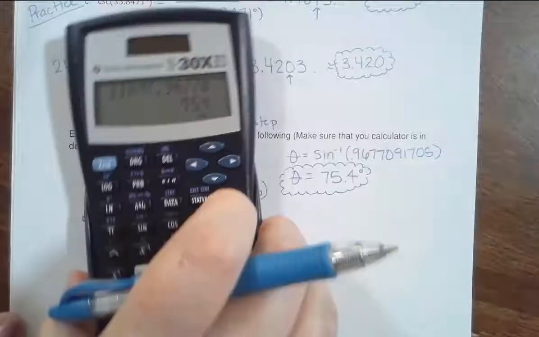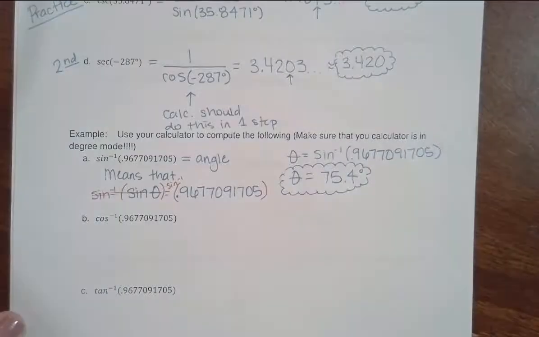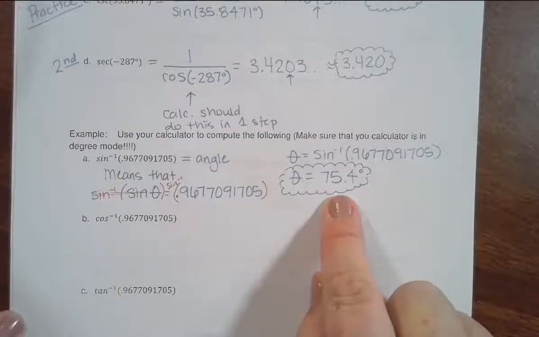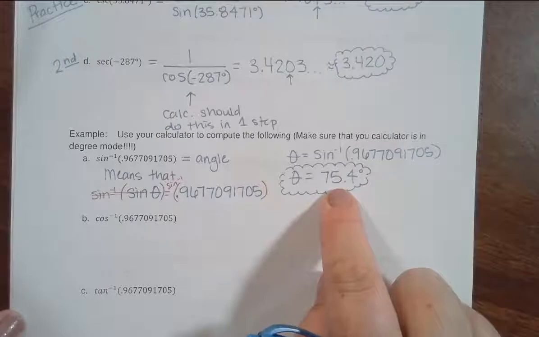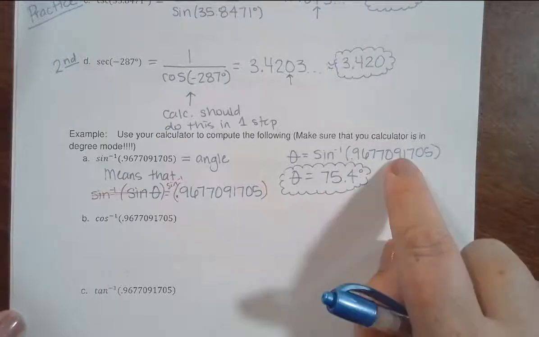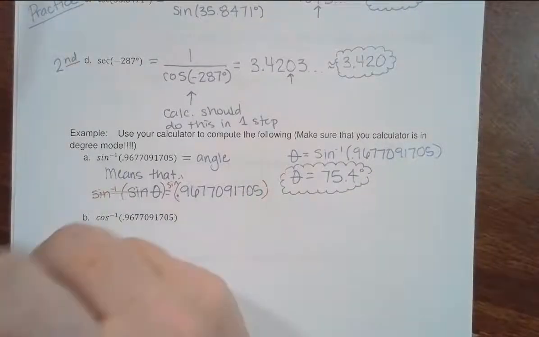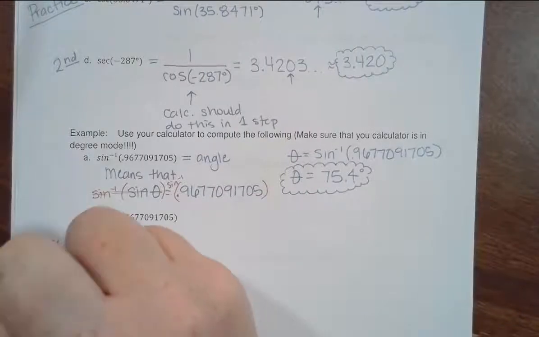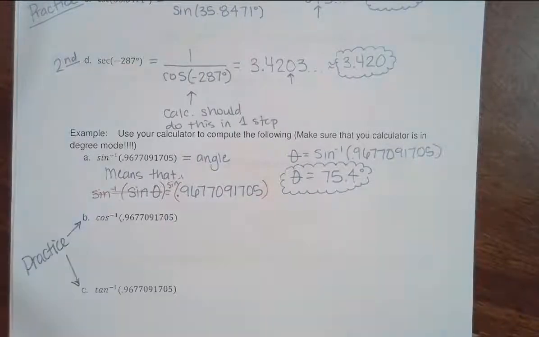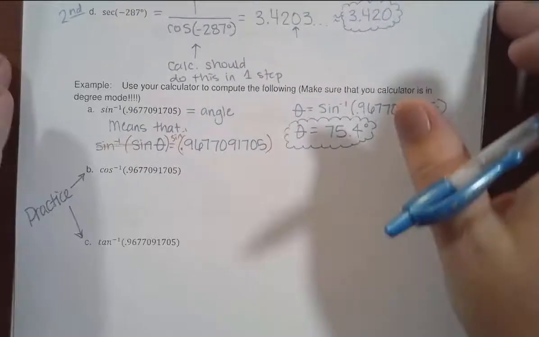Okay, and then you can actually check yourself easily. If you just take the sine of 75.4, it should give you this decimal back, and then you know you did it correctly. Okay. All right, so same idea. I would like y'all to try these two, B and C, as practice problems. Okay, so go ahead and pause the video and give those a try, and then whenever you're ready, we'll go over them.